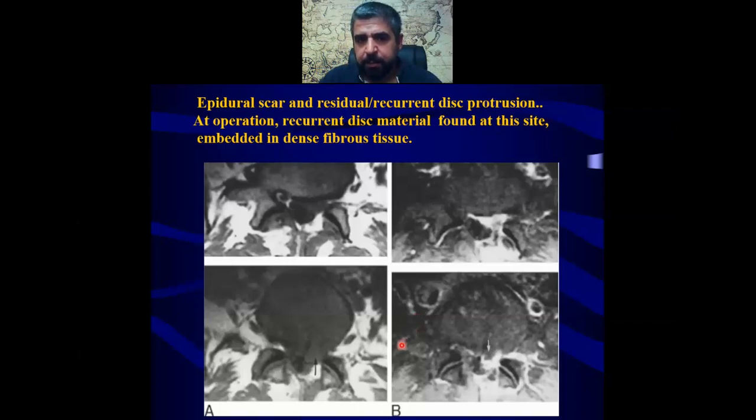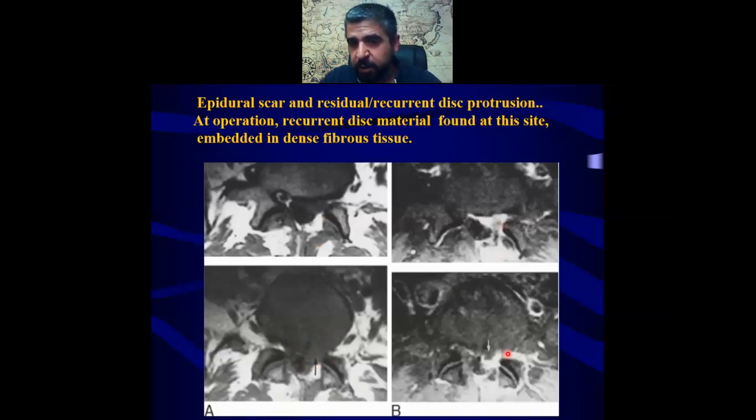Now, let's see here. Again, this is T1 and post-contrast. Two different discs. First of all, let's see the first case. There is something here. Is it a scar or is it a recurrent disc? We have to give contrast. And after contrast, you can see this is the filling defect here.